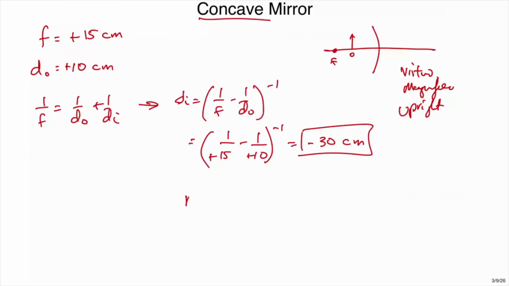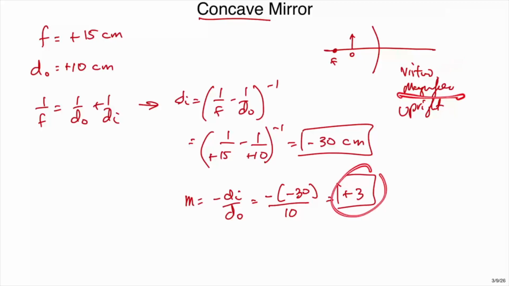What's the magnification going to be? Minus di over do. So that's a minus negative 30 all over 10, which is a positive 3. So if this object were 10 centimeters high, how big is it in the mirror? 30. Right? It's 3 times as big. Okay? There's the magnification. Real or virtual, we checked with the diagram. Magnified, it definitely is, and it's upright because it had a positive magnification.